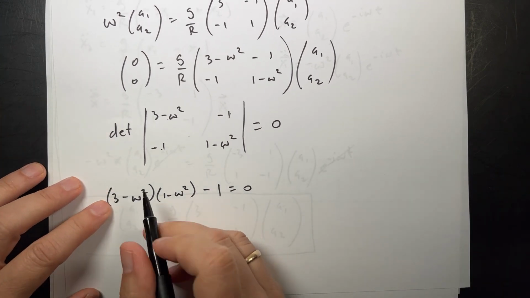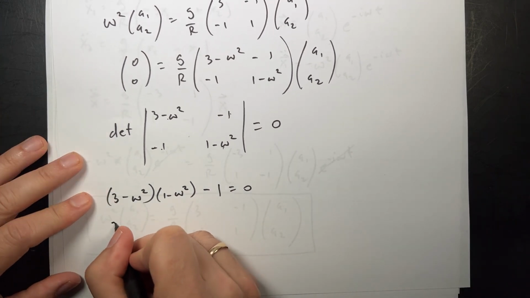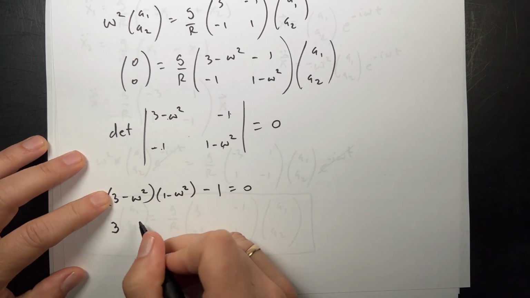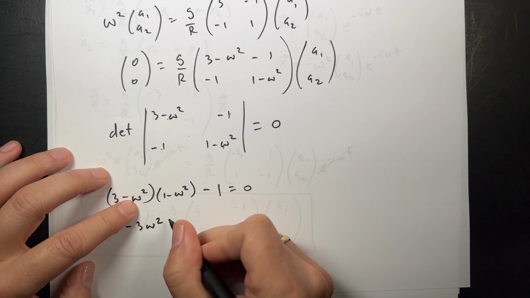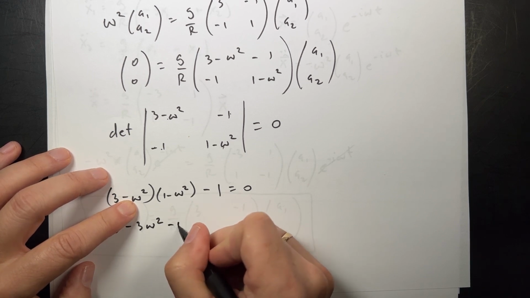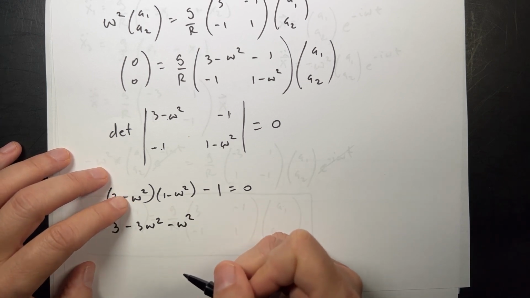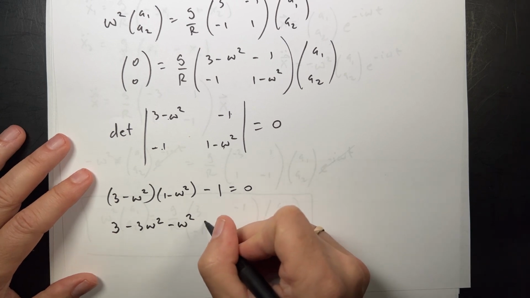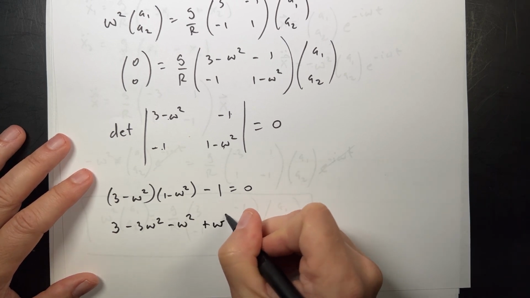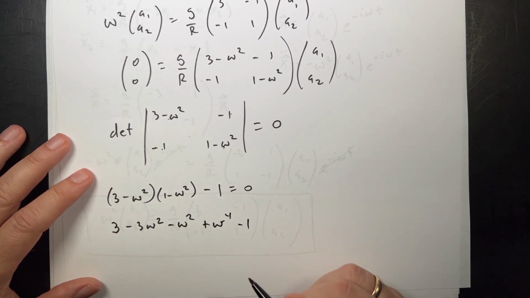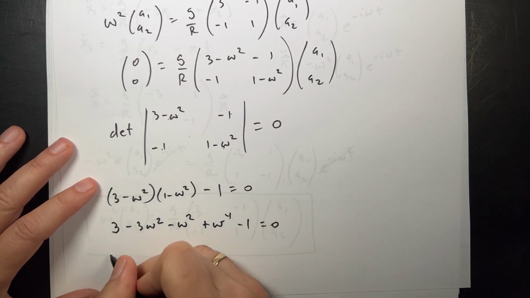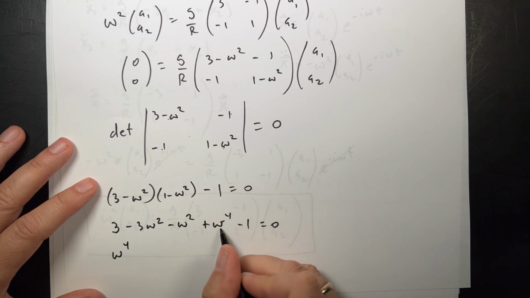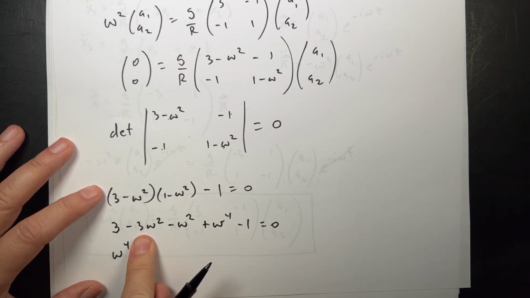Now let's just multiply this out. I get 3 times 1 is 3. 3 times negative omega squared is negative 3 omega squared. And then negative omega squared times 1 is negative omega squared. Negative omega squared times negative omega squared is plus omega to the 4th. And then I have a minus 1 equals 0. So let's just combine our terms together. I get omega to the 4th, and then I have negative 3 omega squared.